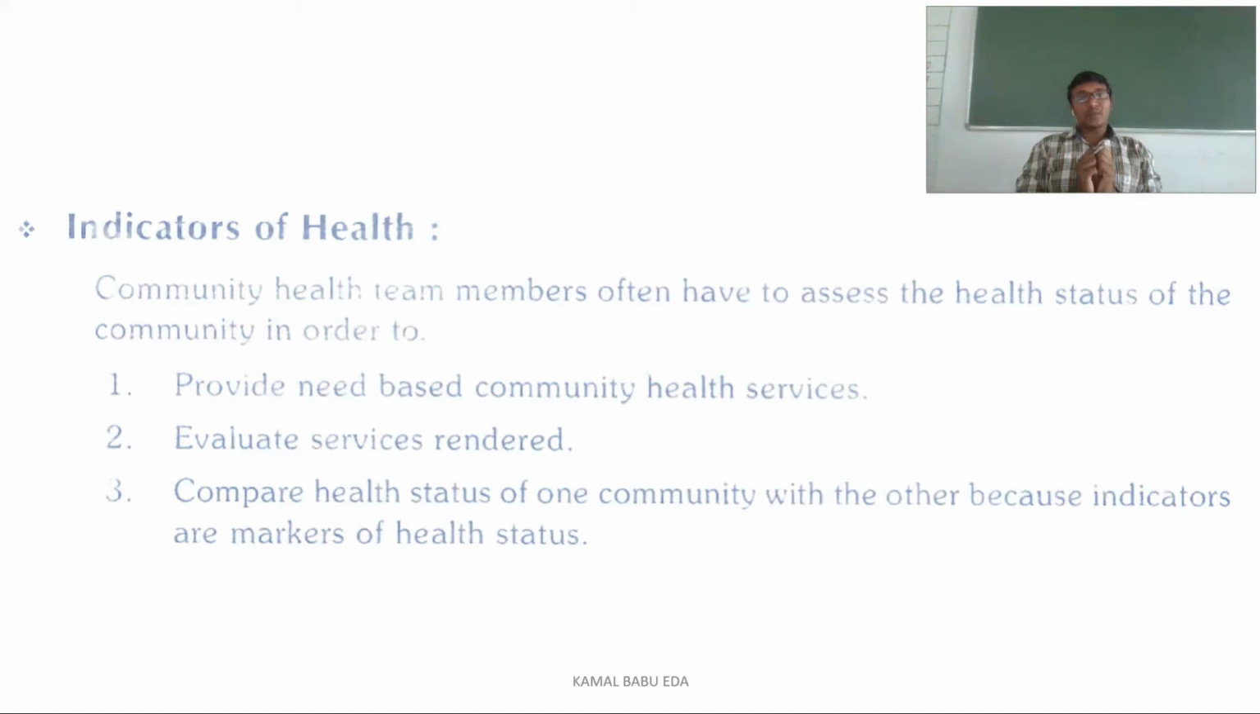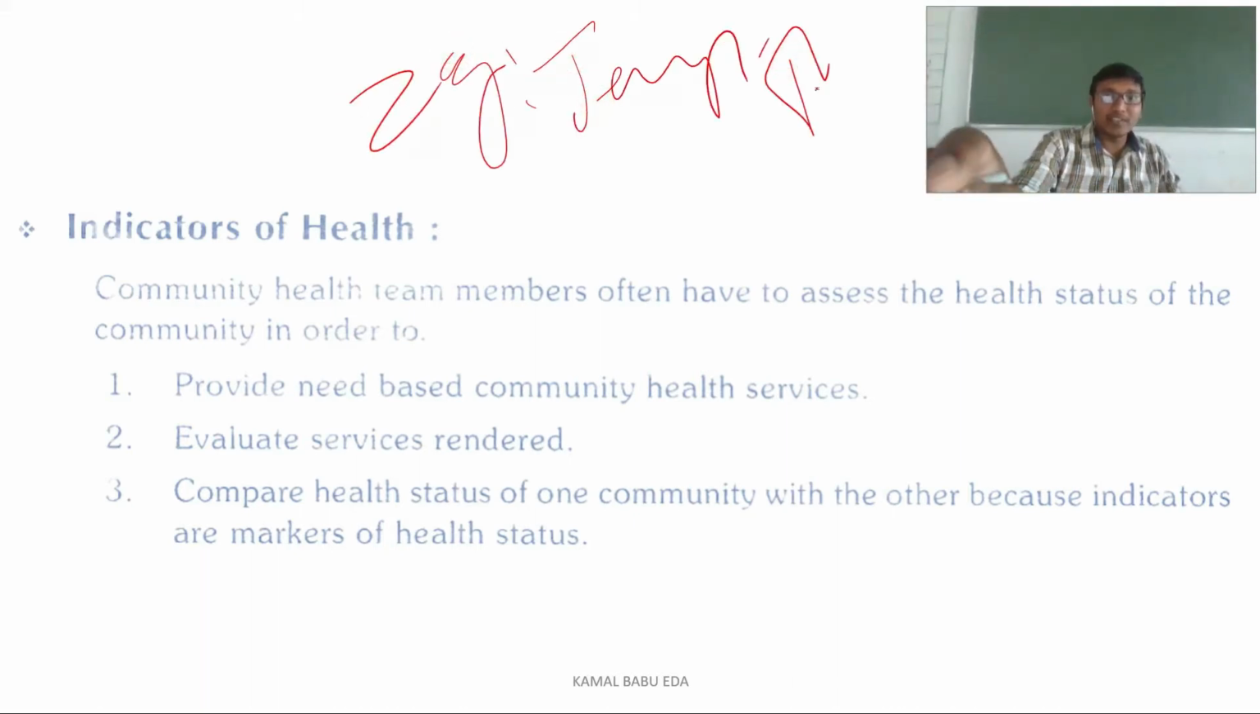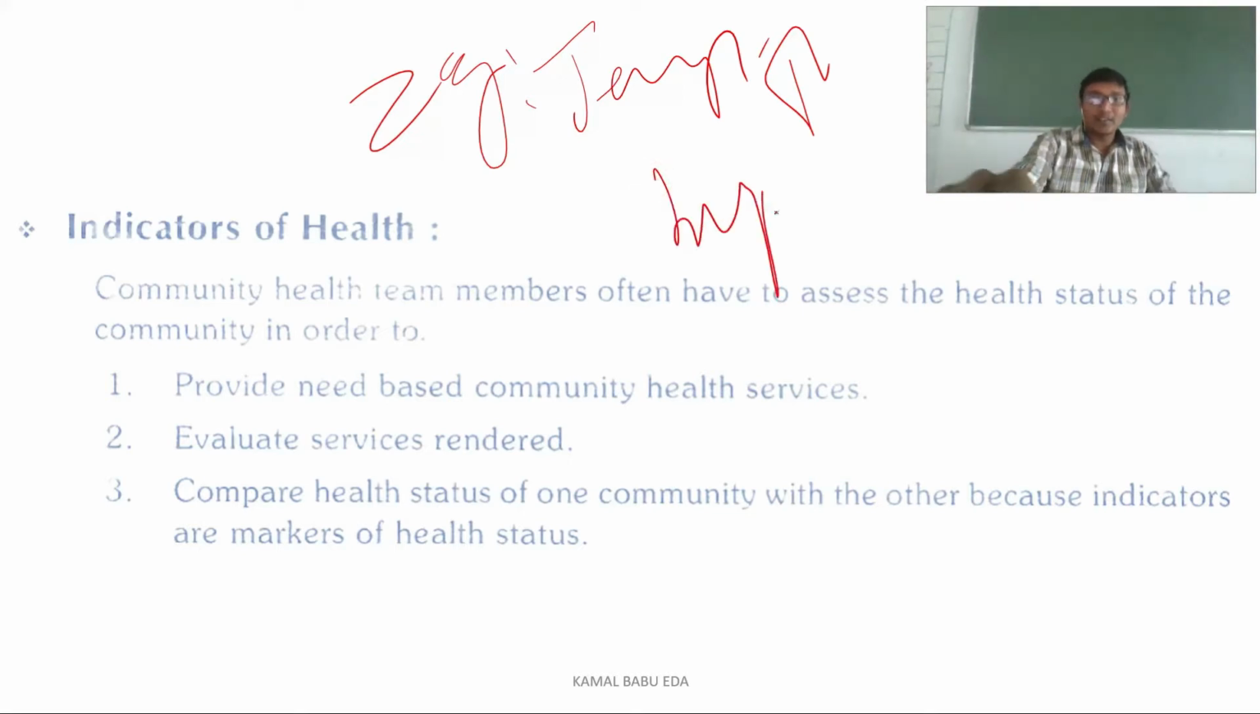So if you see the community health team members, they always try to assess the health status of the community. So why do you need to have these indicators of health? What are the indicators of health? These are the points which are determining the community health. So if you have fever, what is the indicator? Example I am asking you. If you have fever, what is the indicator? Body temperature will rise. Example is temperature increasing. Simply we'll call it as hyperthermia. Correct or not? So this is one of the indicators of your health.